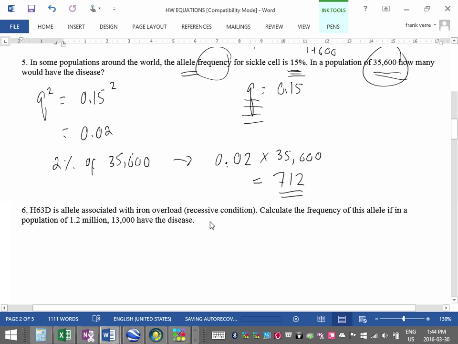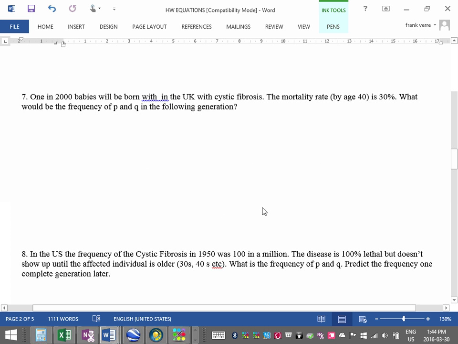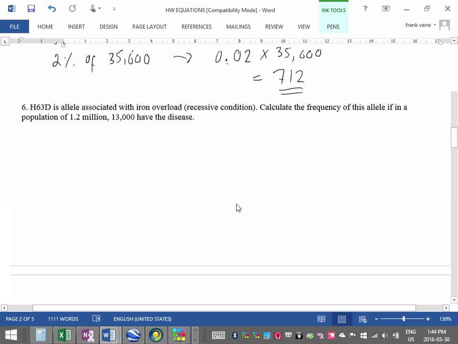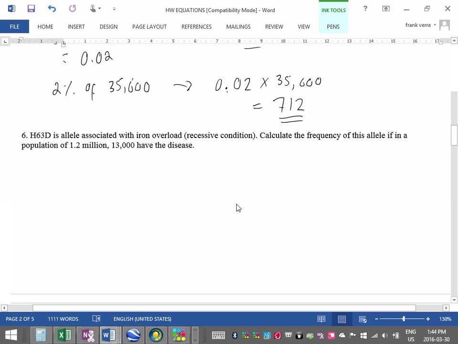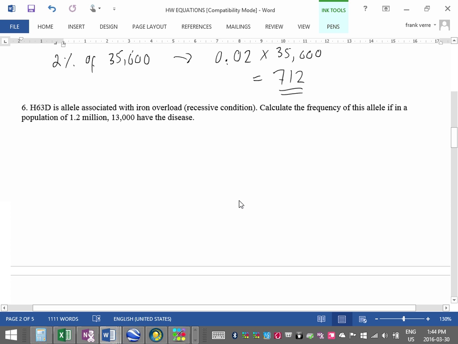Number 6, we have another recessive condition called iron overload. I only taught myself to say that. I kept saying overlord, but it's overload. I know, I probably will say overlord.